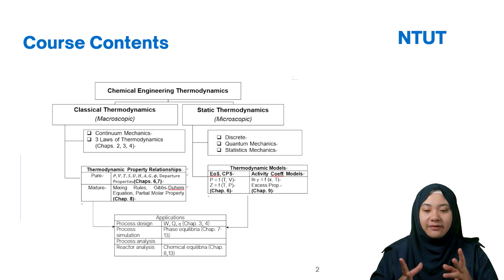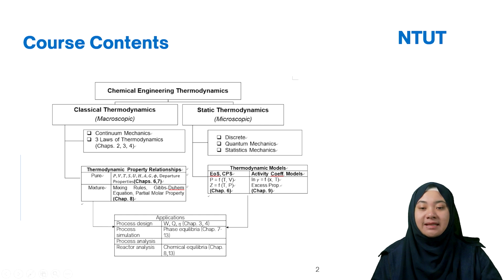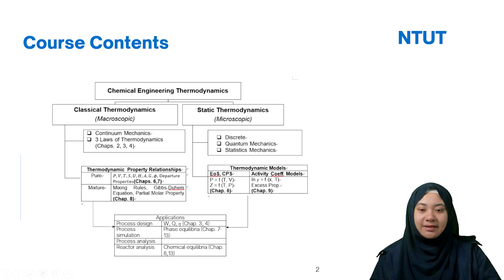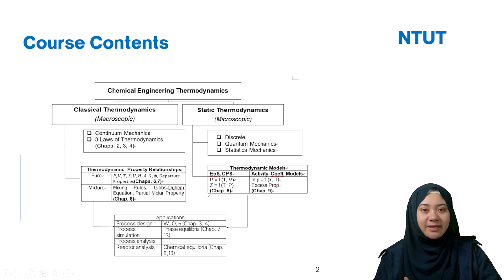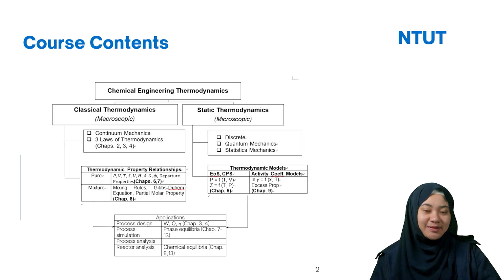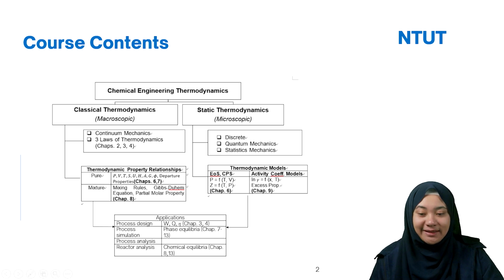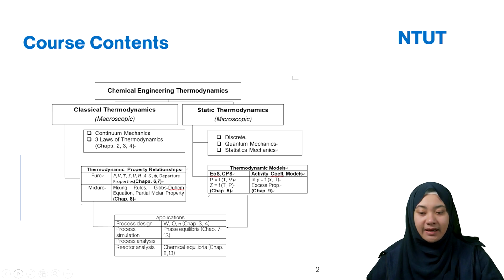And the other one is reactor analysis. Reactor analysis will discuss chemical equilibrium. This is mostly about chemical engineering thermodynamics. So we discuss not only heat movement, but how the heat movement affects the chemical engineering process, because we are more interested in the process, from the raw materials converted to the product. So we can have the product from our process.